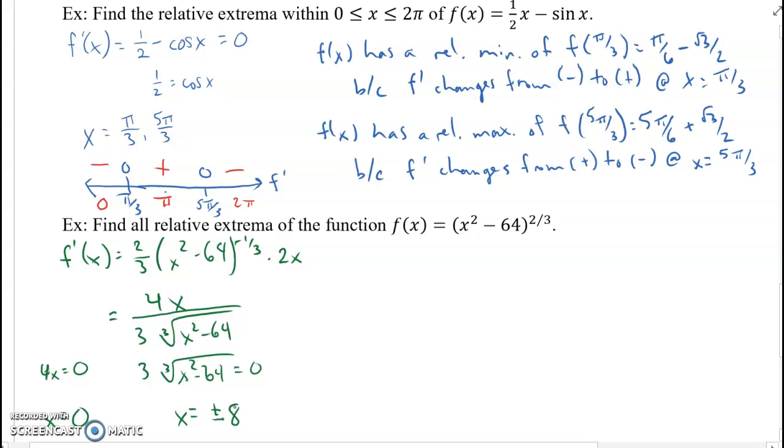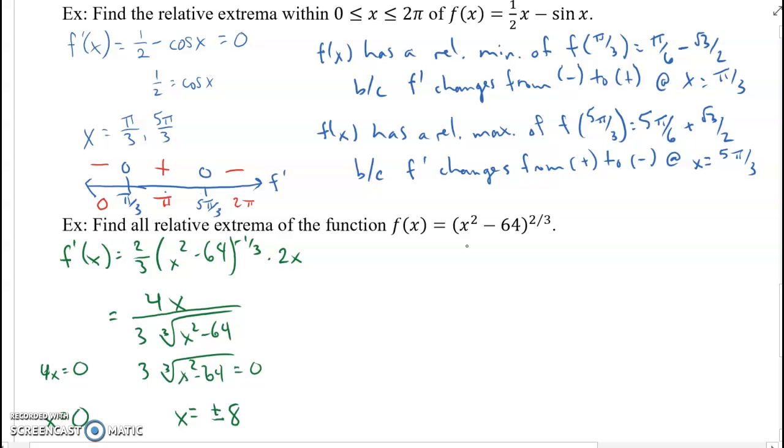three critical numbers. Notice that even though 8 and negative 8 cause the first derivative to be undefined, because it gives us a 0 in the denominator, they do not cause y to be undefined for the original function, right? Because when we get 0 raised to the 2/3 power, nothing breaks. We're allowed to take the cube root of 0. We're allowed to square 0. So this function is continuous over all real numbers.